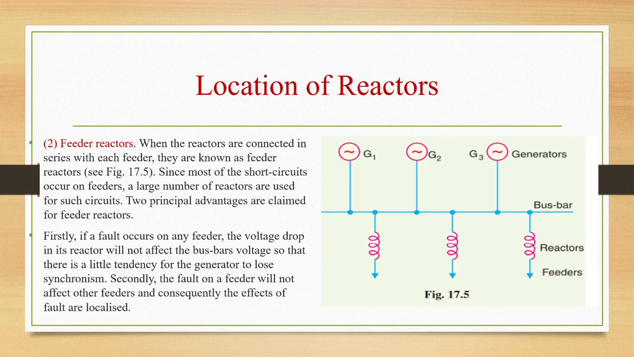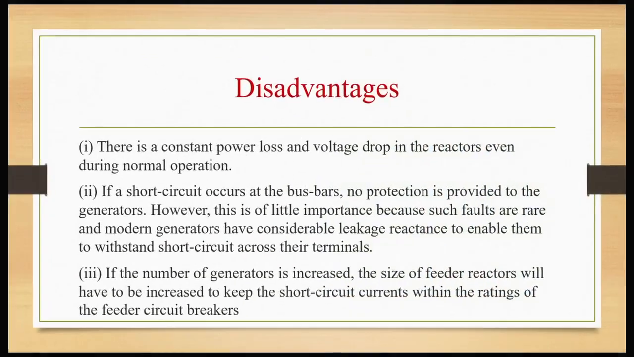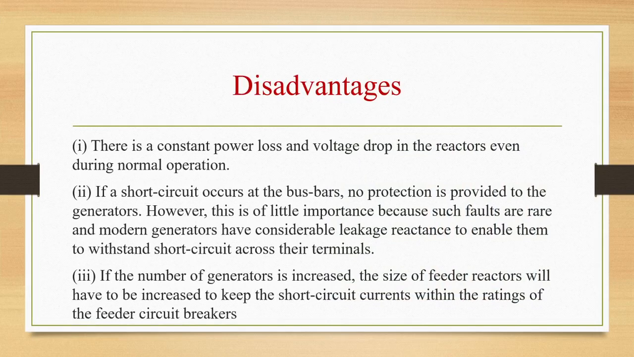Okay, what are the advantages of this feeder reactor? First one, if a fault occurs on any feeder, voltage drop in its reactor will not affect the busbar's voltage, so that there is a little tendency for the generator to lose synchronism. Second is, the fault on a feeder will not affect other feeders and consequently the effects of faults are localized. Disadvantages. First one, there is a constant power loss and voltage drop in the reactors even during normal operation.